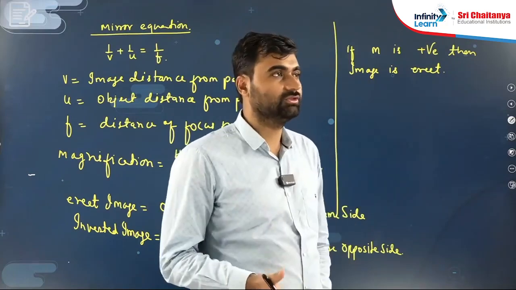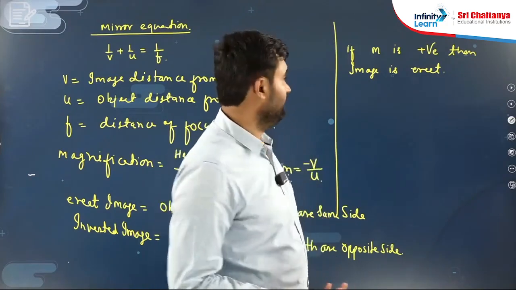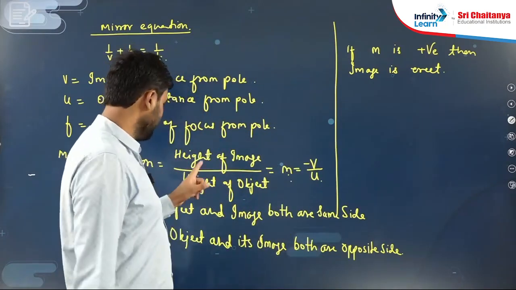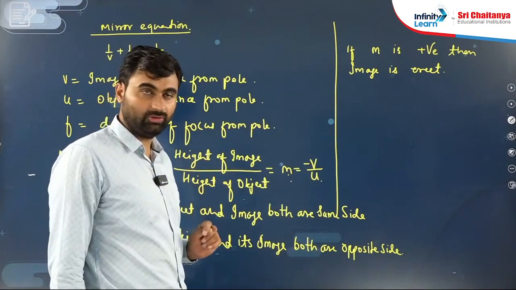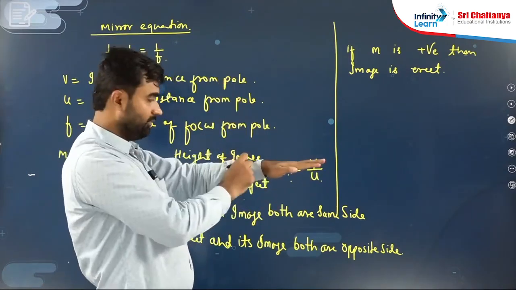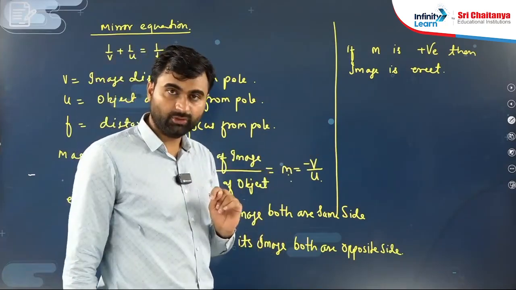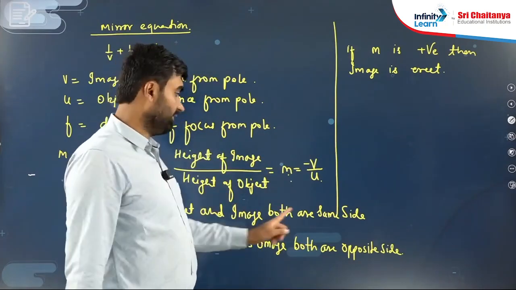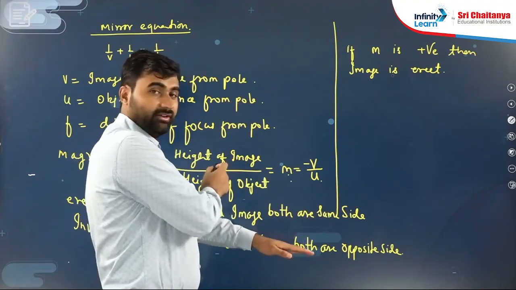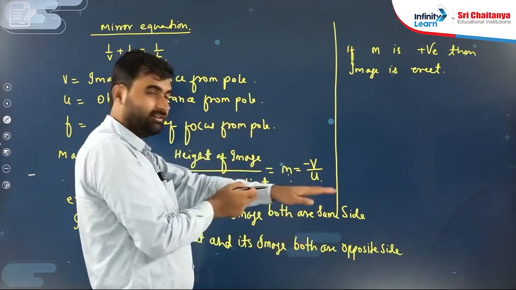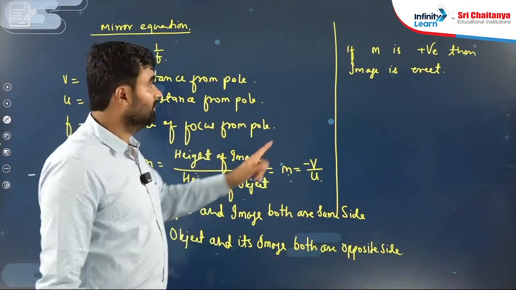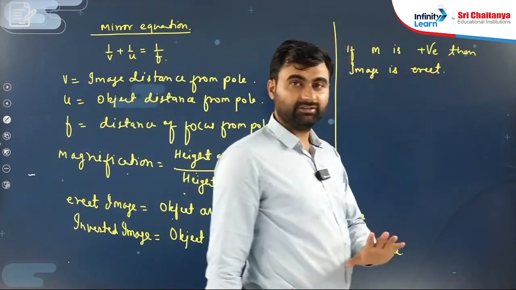You can ask, sir, how can you say that if M is positive, the image will be erect? You can check. Magnification is height of image by height of object. We already discussed the sign convention: above the principal axis positive and below the principal axis negative. So if object and image are both on the same side, suppose both are above, then height of image is positive, height of object is positive, both positive, so finally magnification is also positive. So if magnification is positive, then the image is erect.